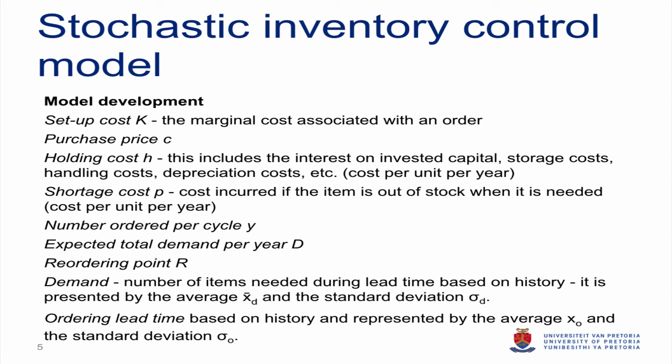The parameters of the model as listed in the textbook are listed here. The more interesting parameters are demand, the number of items needed during lead time based on history. It is presented by the average X bar D and the standard deviation sigma D. The ordering lead time based on history is represented by the average X0 and the standard deviation sigma 0.